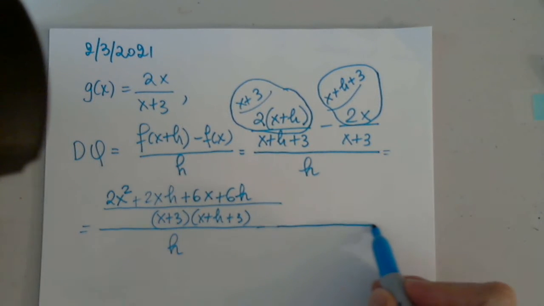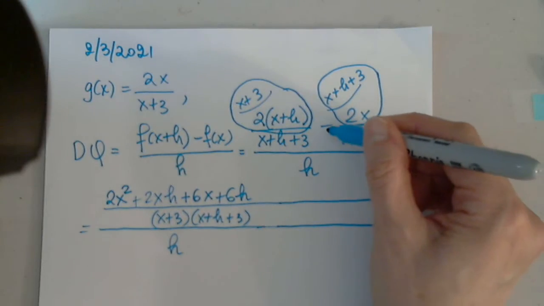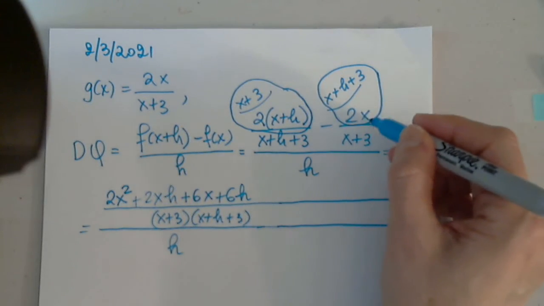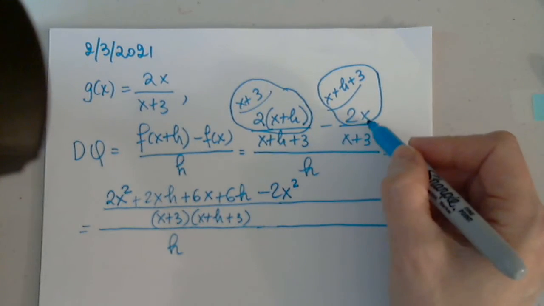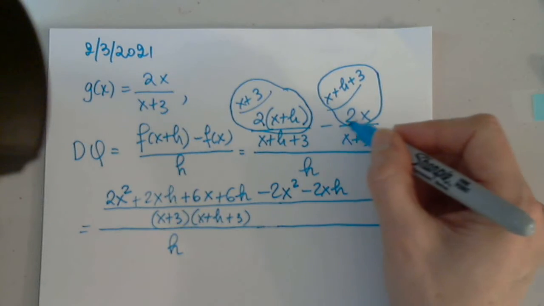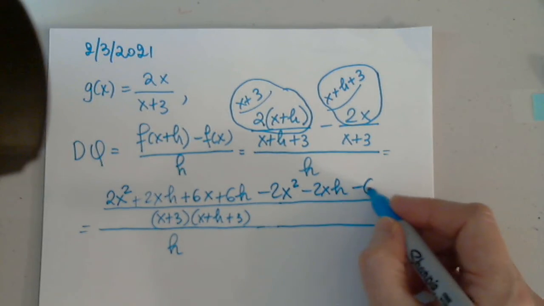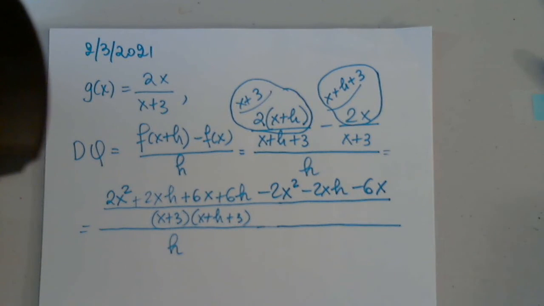Remember, two things must happen. So now, this is easier. Negative 2x times x. Negative 2x times h. Negative 2x times 3. Any questions so far? Anyone?